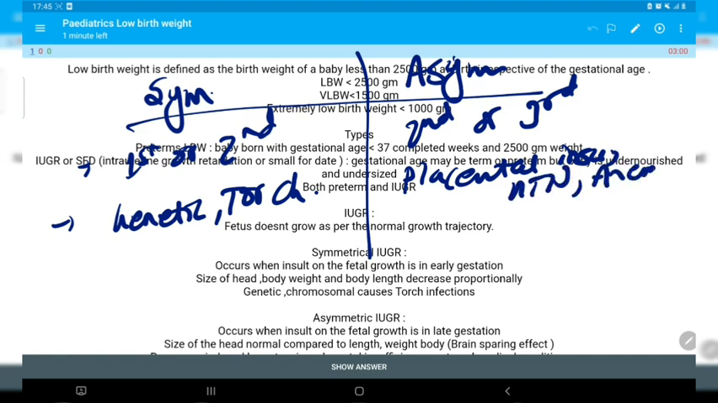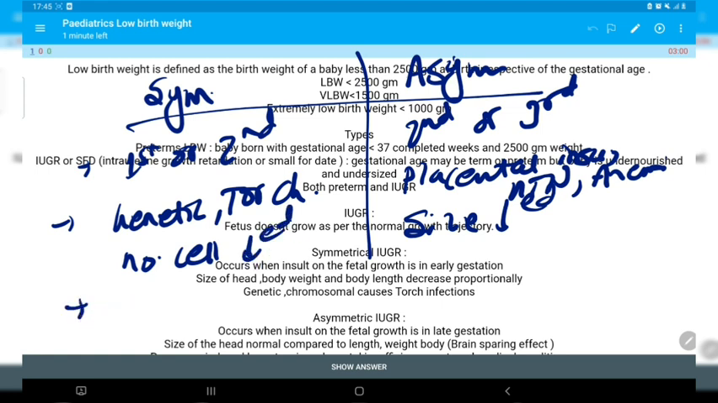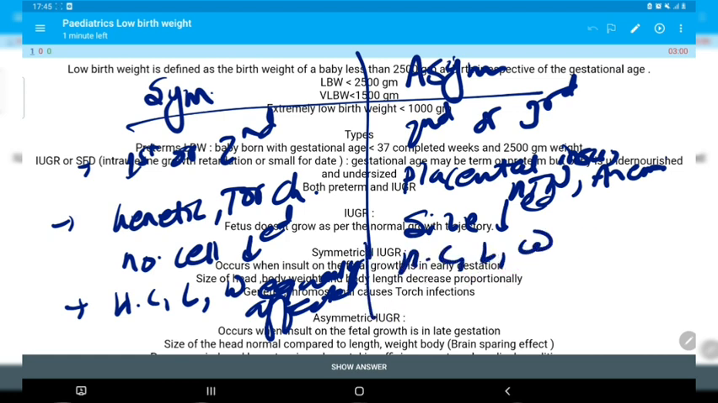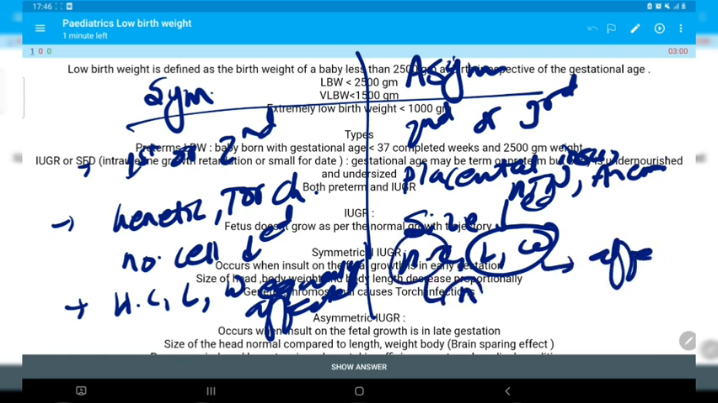Okay, and next thing is here size decreases, here the number of cells decreases. Okay, and then here head circumference, length and weight are equally affected, but over here head circumference, length and weight are affected, but head circumference remains normal. Okay, and then we will be calculating the next thing, that is called the ponderal index. So here the ponderal index is more than or equal to 2, but here it is less than 2. Okay, so this is the thing over here.